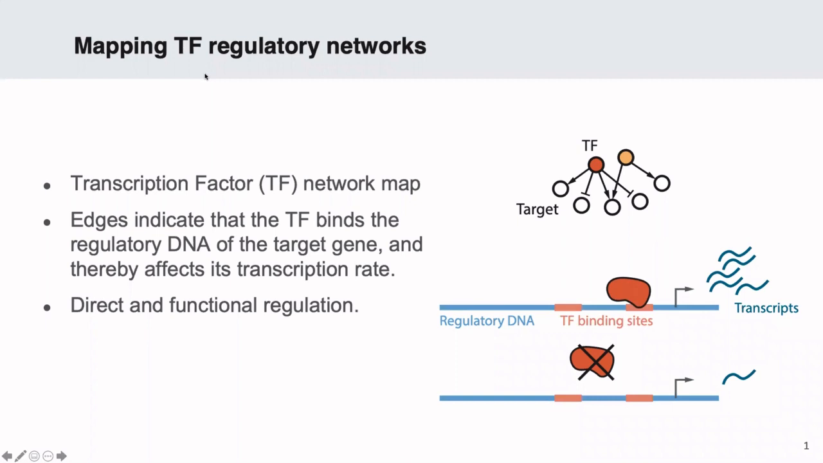So our main interest is to map the transcription factor networks. In transcription factor networks, there are edges that represent the interactions between the TF and their target genes. We reason that the edges indicate that the TF binds to regulatory DNA of the targets. Therefore, such binding affects the transcription rate of the targets. And we call those edges direct and functional regulation.